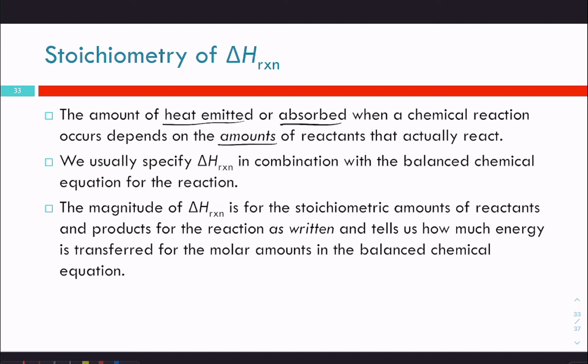So we usually specify delta H in combination with the balanced chemical reaction because it is something that I believe is determined empirically. So somebody had to do an experiment to figure out how much heat that produced. The magnitude of delta H is directly tied to the stoichiometric amounts, which is really a way of saying the amounts specified in the recipe in the chemical equation as it is written. And it'll tell you how much energy is transferred for the molar amounts in the balanced chemical equation.